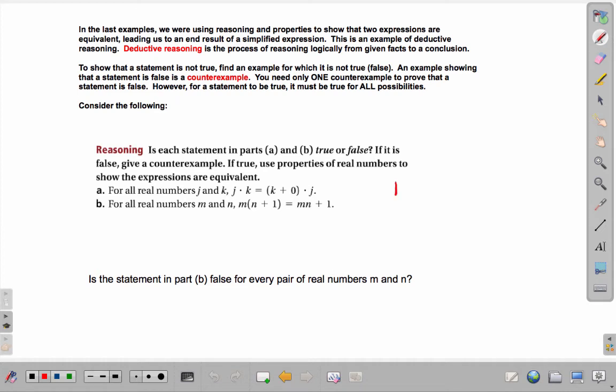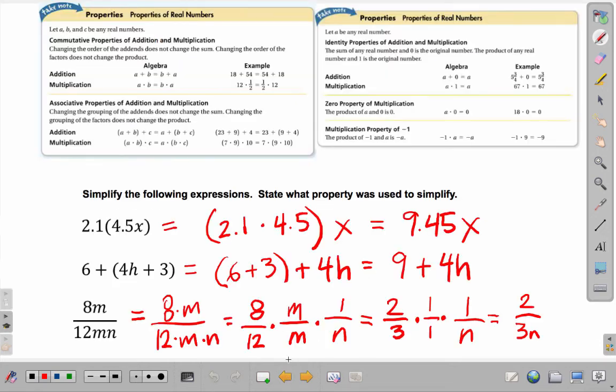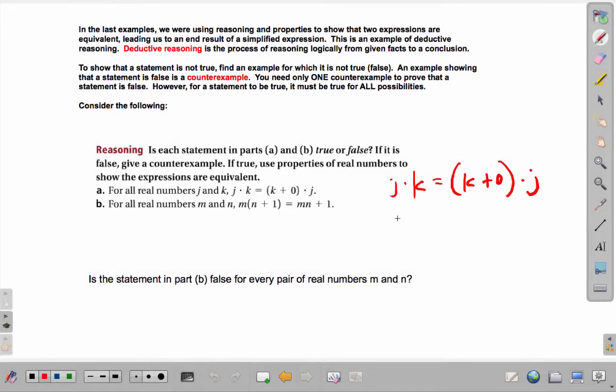J times k equals k plus 0 times j. Well, what we're going to do is we're going to use the identity property of addition. That property tells us that j times k is the same as k times j, right? And we know that j times k equals j times k. We can switch the j and the k by the commutative property of multiplication. So we do have equivalent expressions.